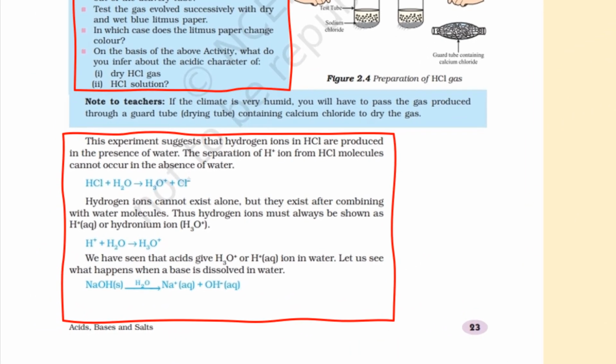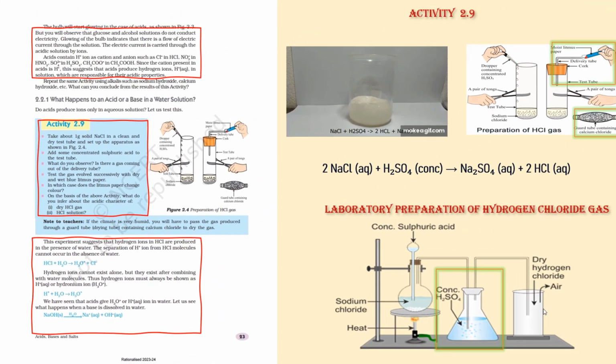Let's read what is given in the book. This experiment suggests that hydrogen ions in hydrogen chloride are produced. HCl plus H2O forms H3O plus, that is hydronium ion, and Cl minus, that is chloride ion. Now H plus plus H2O forms H3O plus, that is the hydronium ions. We have seen that acids give H3O plus or H plus ions in water. I mentioned this just now. Therefore, the color change happens in case of an acidic solution.